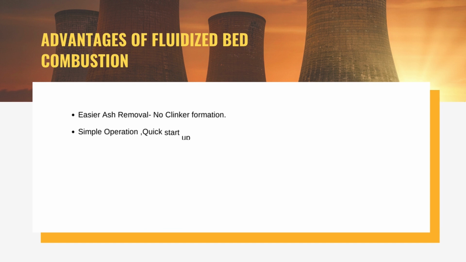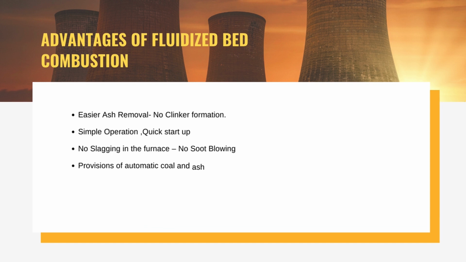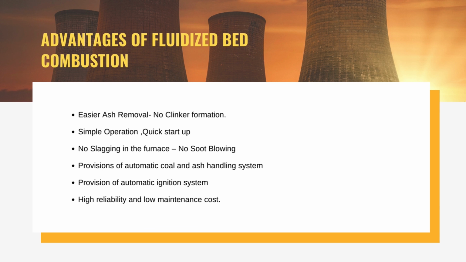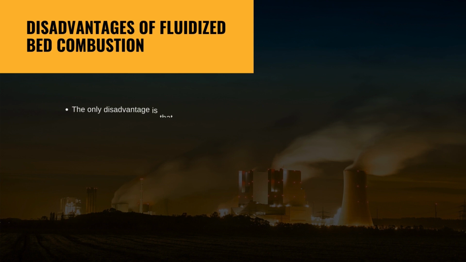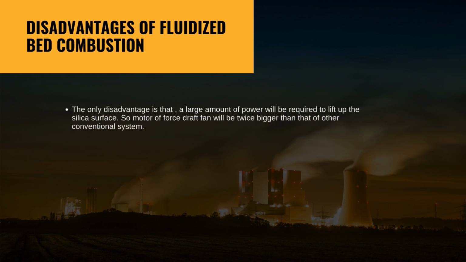Other advantages are easier ash removal, no clinker formation, simple operation, quick startup, no slagging in the furnace, no soot blowing, provisions of automatic coal and ash handling system, provision of automatic ignition system, high reliability and low maintenance cost. Now, we will see the disadvantages of fluidized bed combustion. The only disadvantage is that a large amount of power will be required to lift up the silica bed. So, the motor of the forced draft fan will be twice bigger than that of other conventional systems.